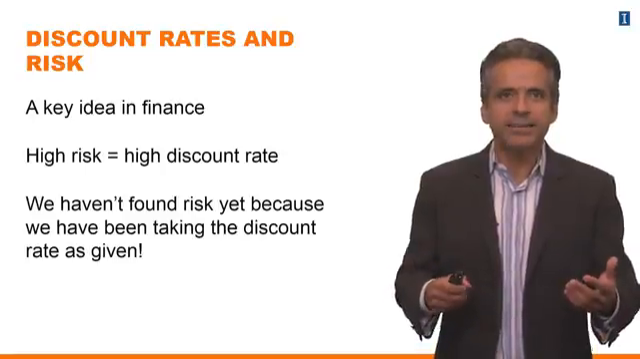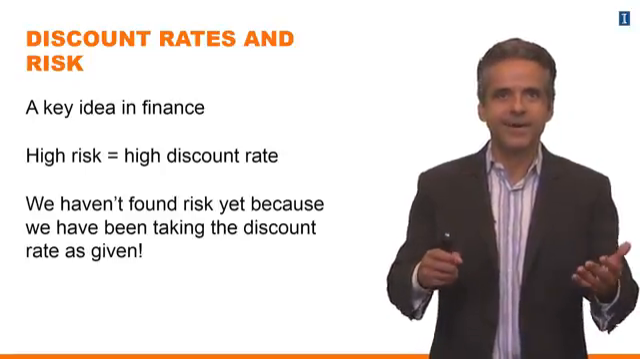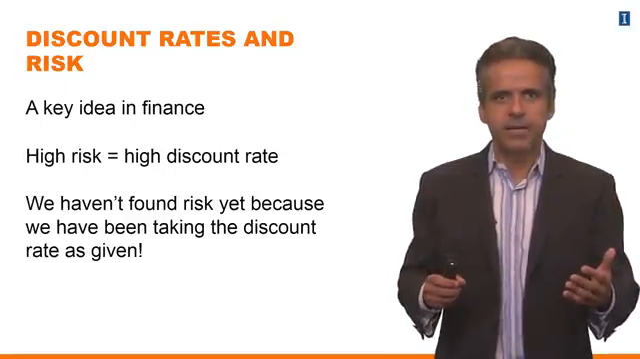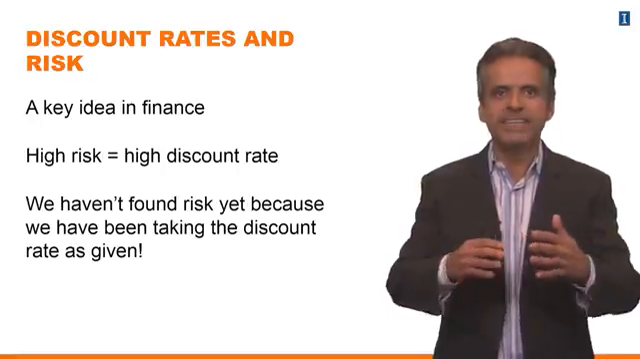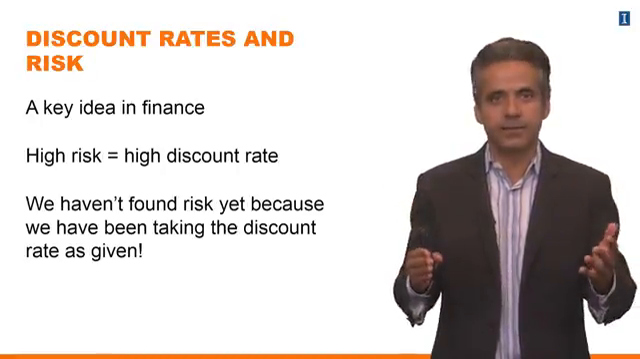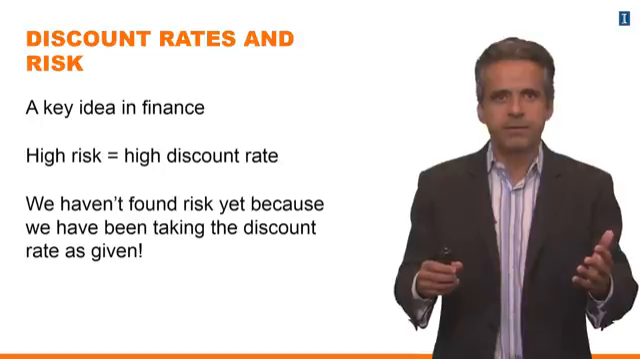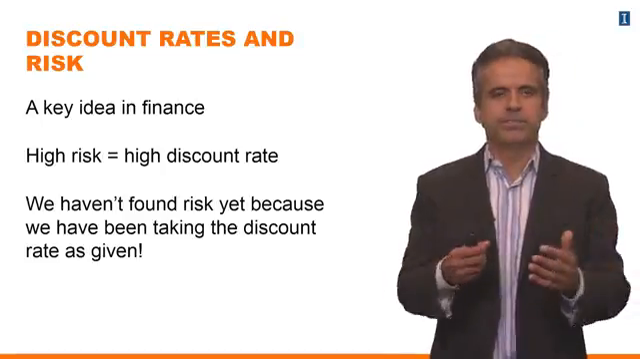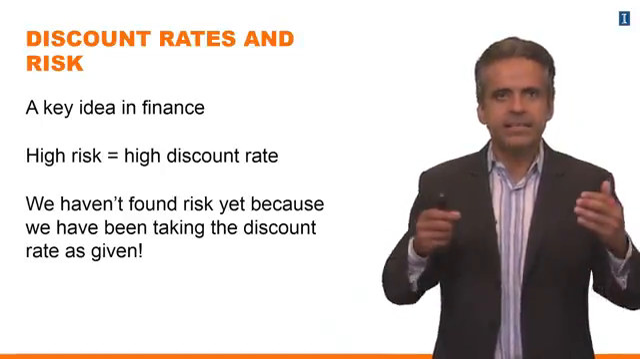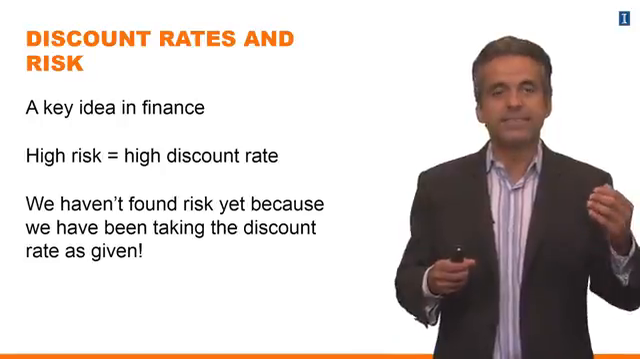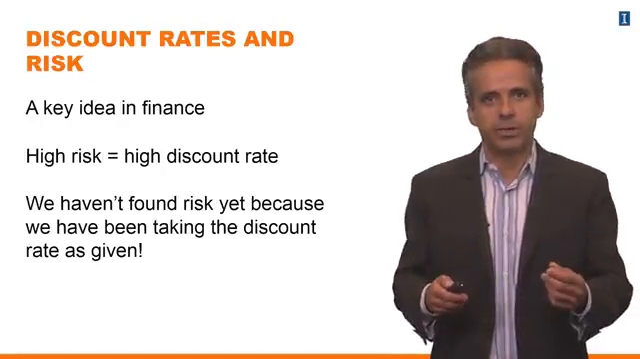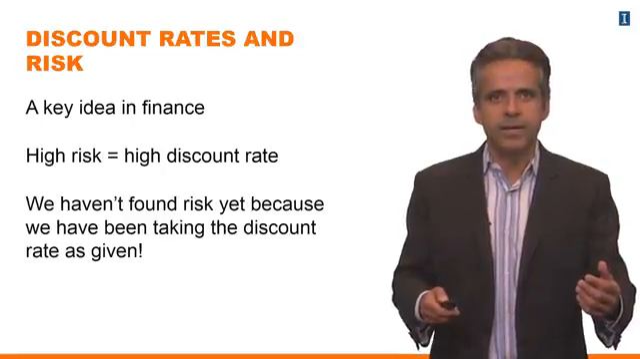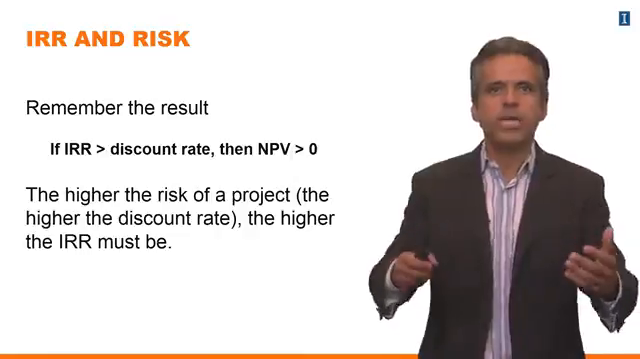The reason why risk is hidden is because we have been taking the discount rate as given, okay? That's really the main reason why we haven't found out risk yet in this course, okay? I've always been telling you the discount rate is 10%, is 8%, is 7%, right? So the idea, and this is a key idea in finance, is that the discount rate should reflect the risk of the project. That is the number that is going to capture risk for us, okay?